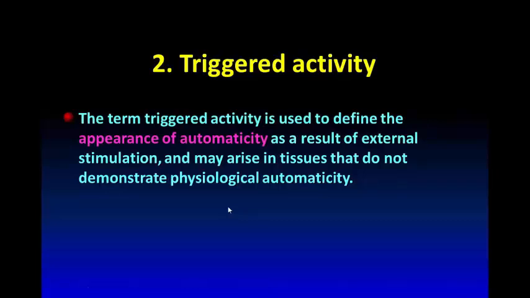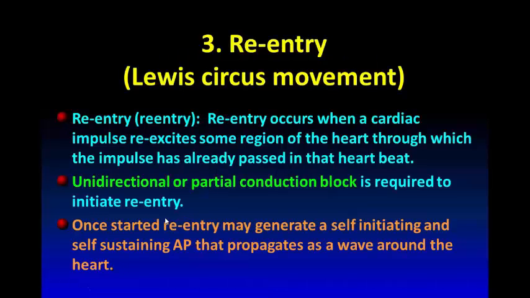Triggered activity is defined as the appearance of automaticity as a result of external stimulation, and this appearance of automaticity might arise in tissues that do not normally demonstrate physiological automaticity. Re-entry or reentrant circuits, which are also known as Lewis circus movements, occur when a cardiac impulse re-excites some region of the heart through which the impulse has already passed in that particular heartbeat.